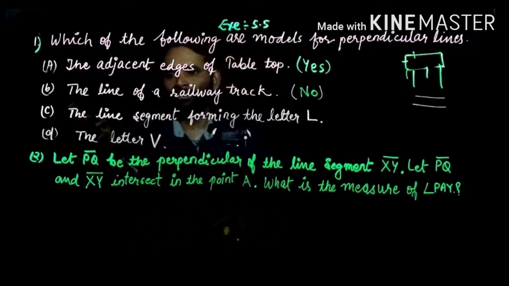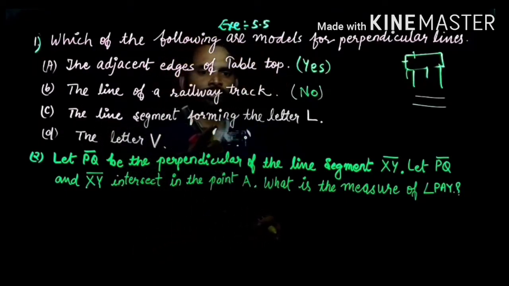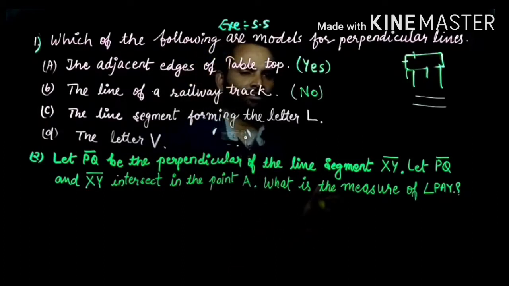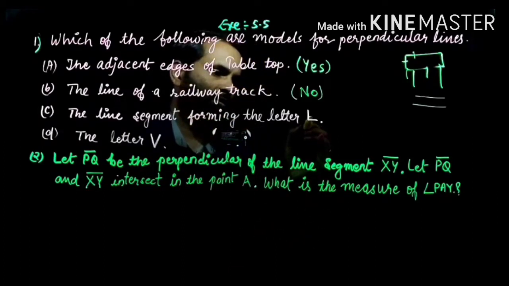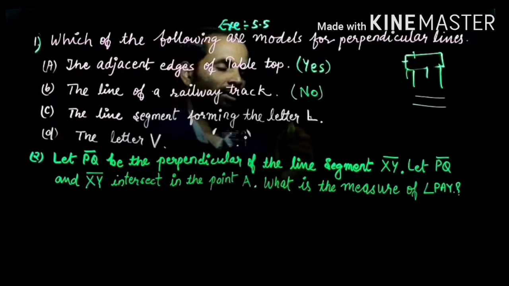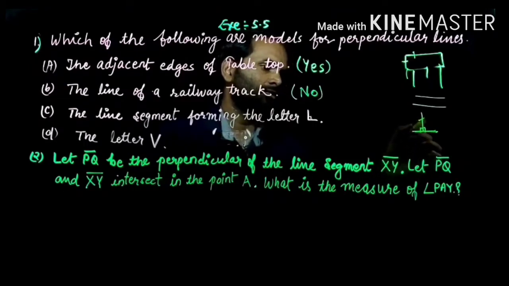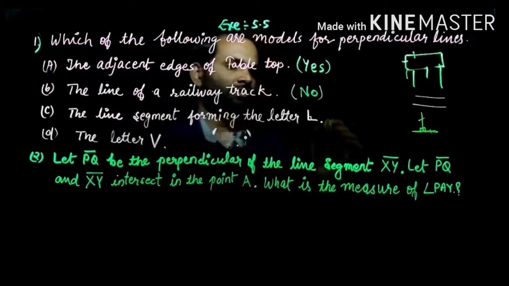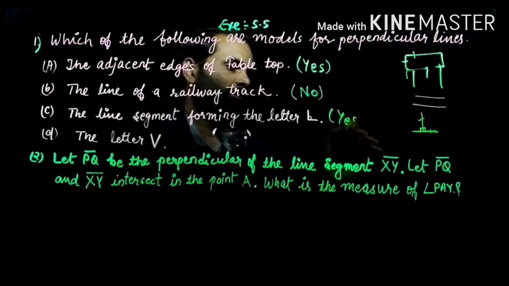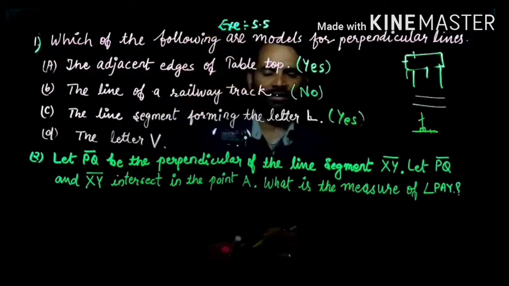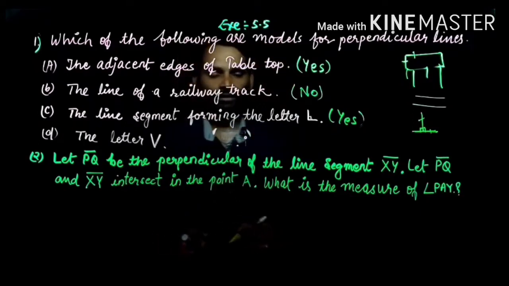Now third, the line segments forming the letter L. The letter L is perpendicular. One line stands on the other line, and the angle is 90 degrees. The two lines are perpendicular. So the answer is yes. The letter L is a model of perpendicular lines.